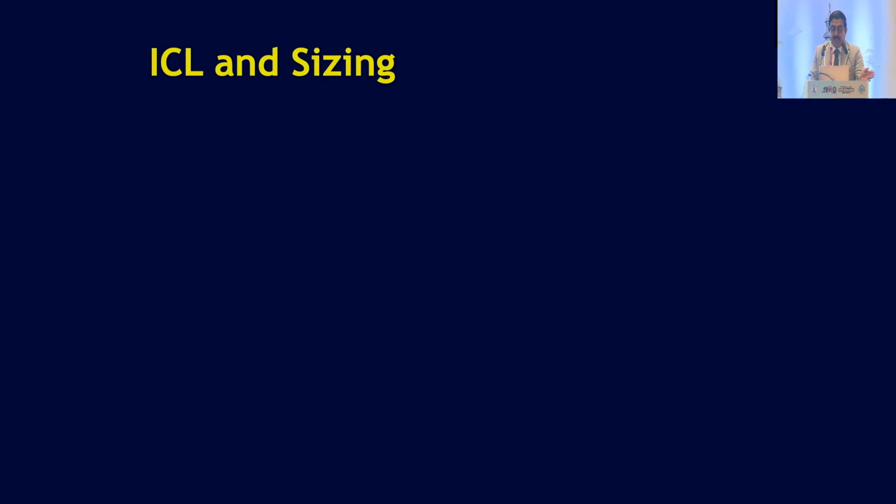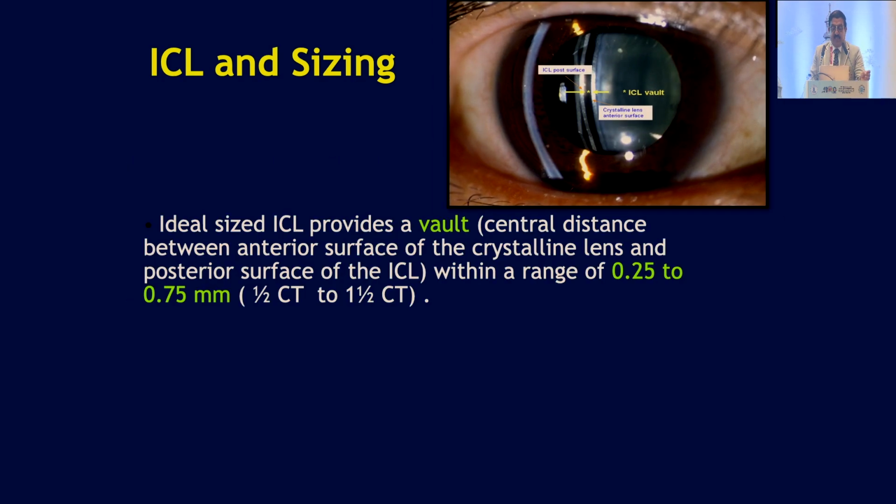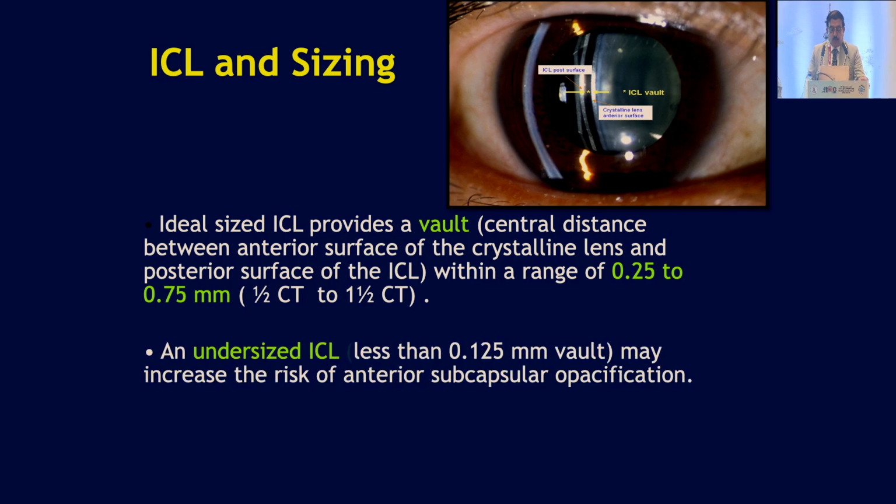So the ICL sizing and the ACD value is provided by the OB scan, or you can use it from the Pentacam. And when you have the ICL sizing, the vault is something that you have to be very particular about. So 250 microns to 750 microns is what a normal vault is to be. However, we'll come to that part later.